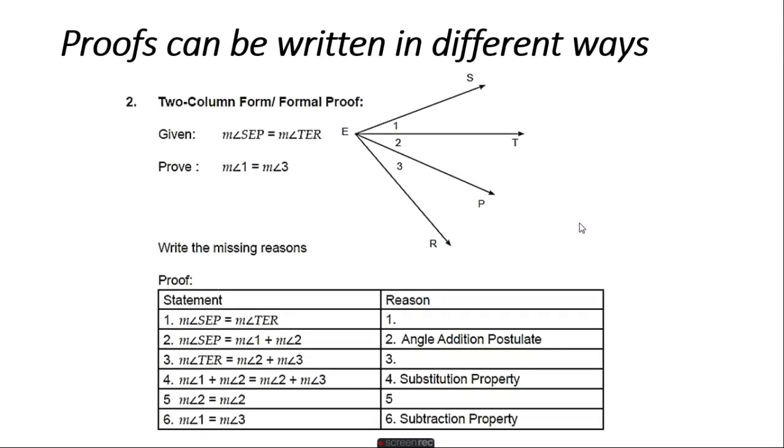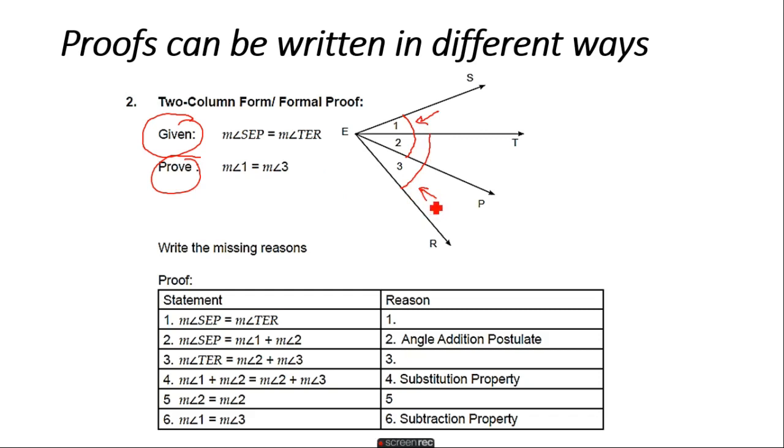The second one, the most commonly used, is the two-column proof or the two-column form. Again, we have statements that need to be proven here. Given: measure of angle SEP is equal to measure of angle TER. Now, you need to prove that the measure of angle 1 is equal to measure of angle 3.